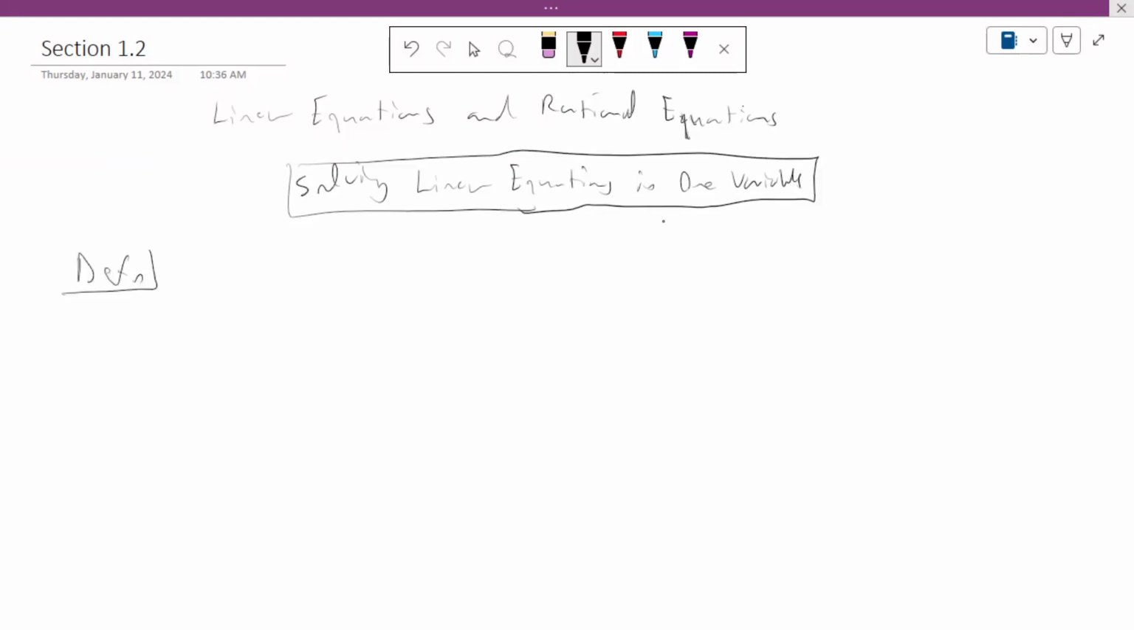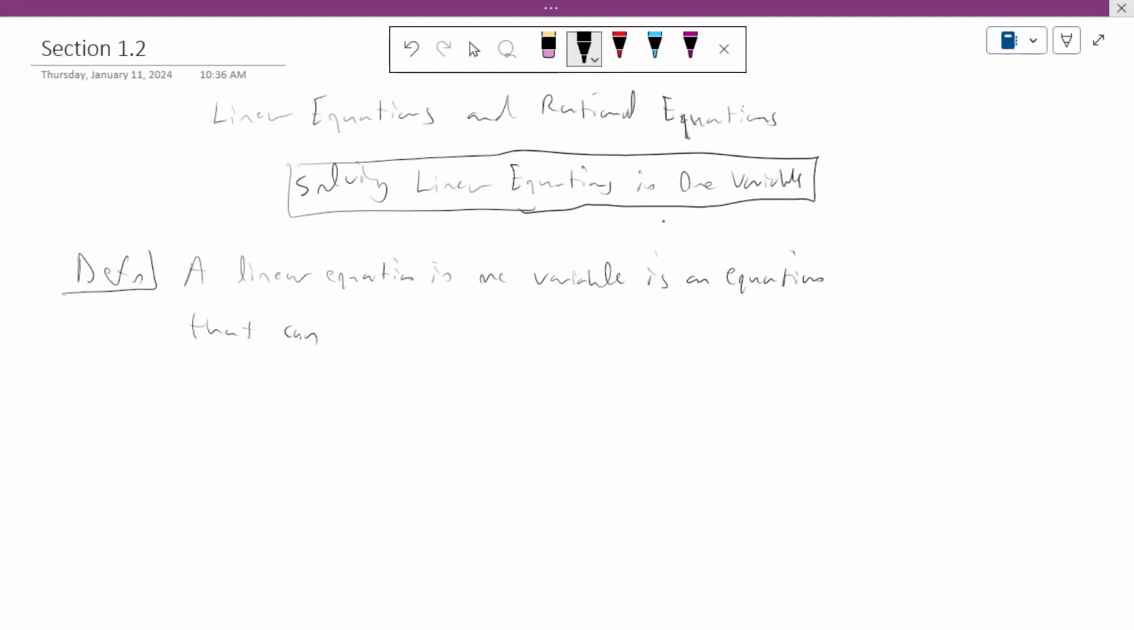What even is a linear equation, right? So a linear equation in one variable is an equation that can be written. Not every linear equation will be in this particular form, but it is always algebraically equivalent to this form, I'll say.